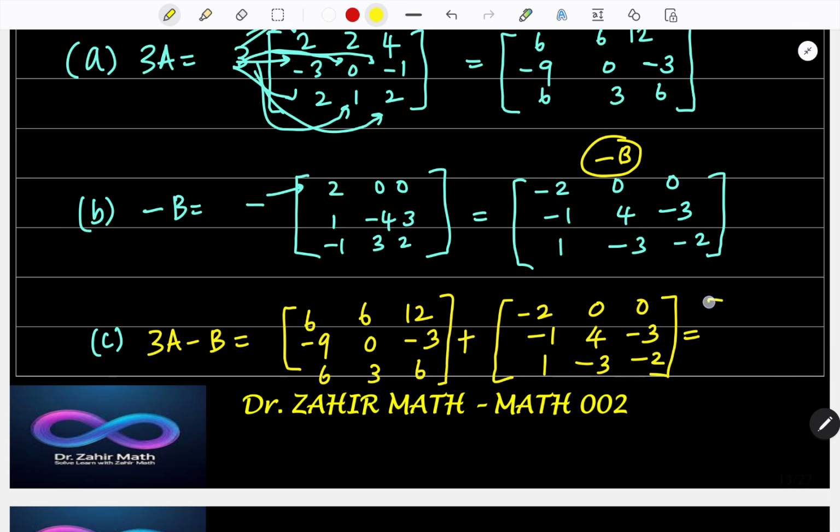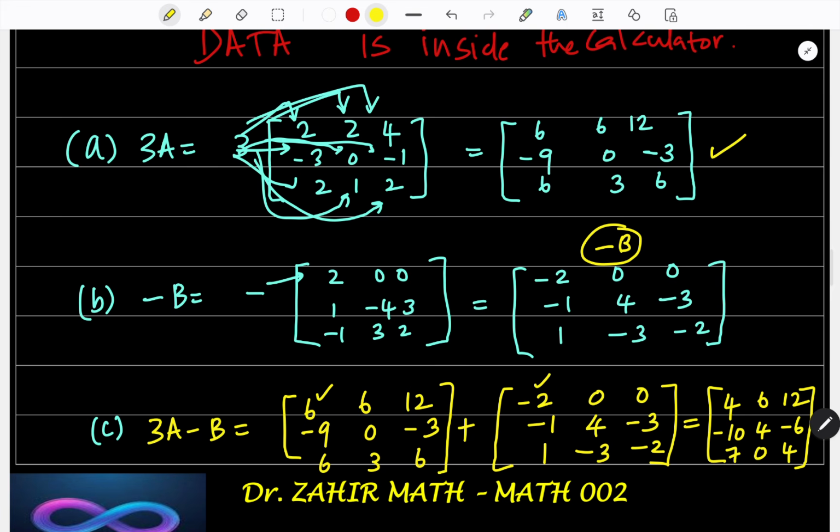So we are going to add: 6 minus 2, this element with this element. 6 minus 2, 4. 6 plus 0, 6. 12 plus 0, 12. Minus 9, minus 1, minus 10. 0 plus 4, which is 4. Minus 3, minus 6. 6 plus 1, 7. 3 minus 3, 0. 6 minus 2, which is 4, right. So we got 3 answers now: 3A, minus B, and 3A minus B.